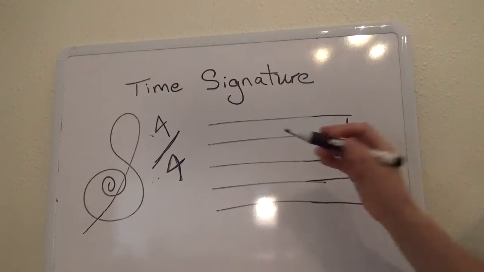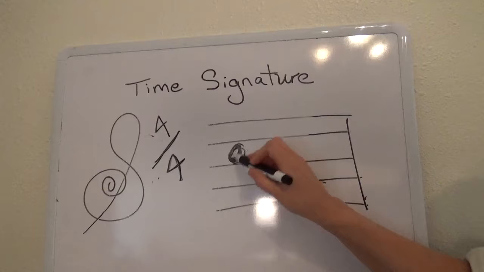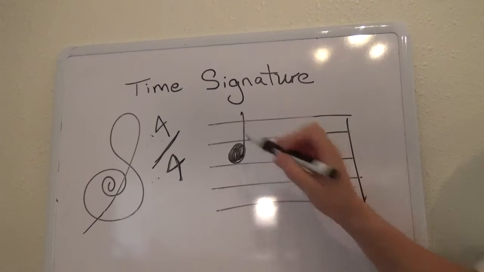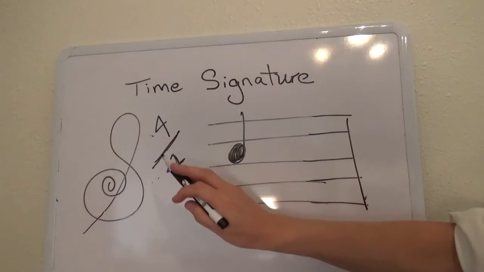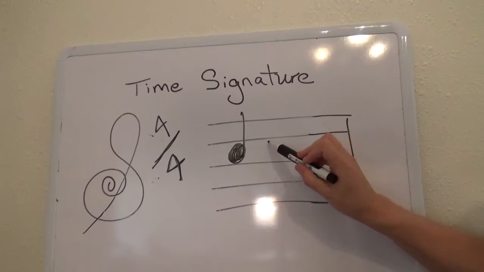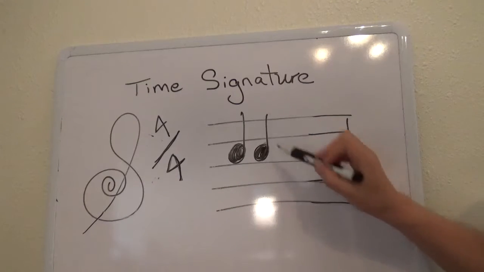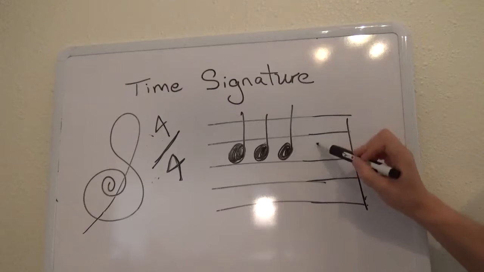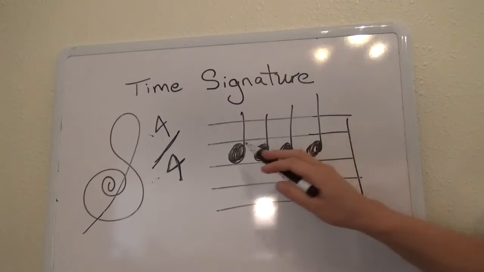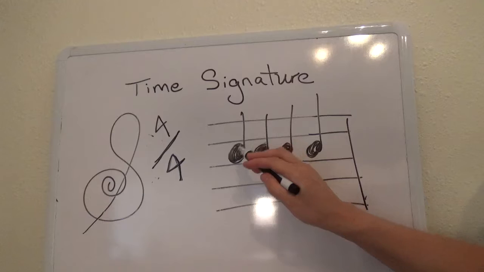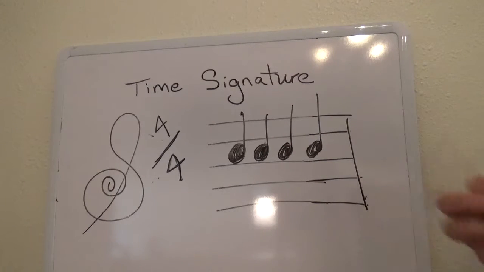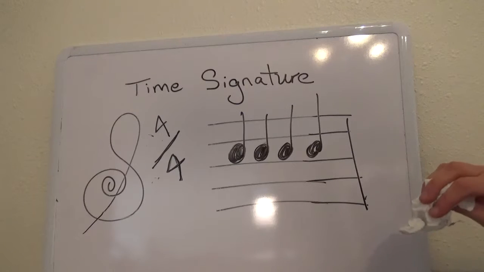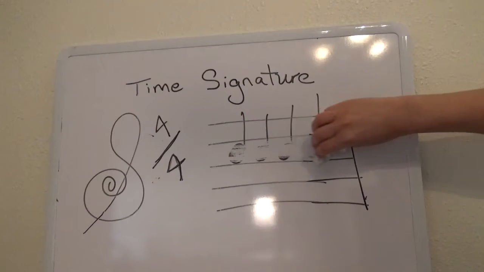And what that means is a quarter note, which you know looks like this, is going to equal 1 beat. So if you see 4 up here, it means 4 beats per measure. 4 down here means quarter note gets a beat. So say you have 4 of these quarter notes in a measure. Each of these notes is going to get a beat. So it's going to be 1 and 2 and 3 and 4. Now, that is going to be the most common time signature you're going to see.